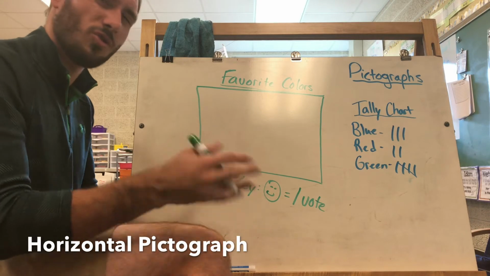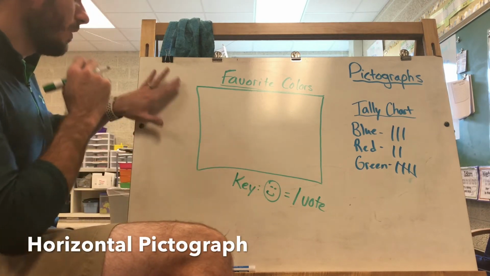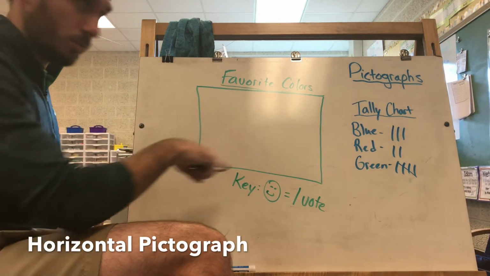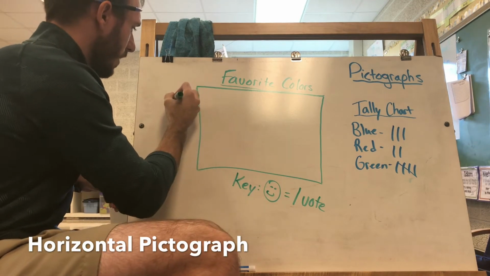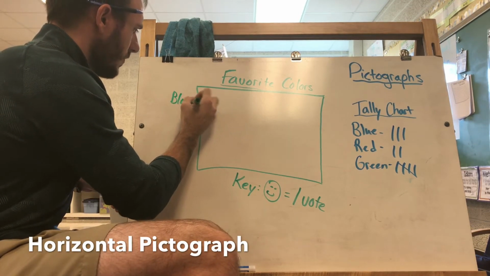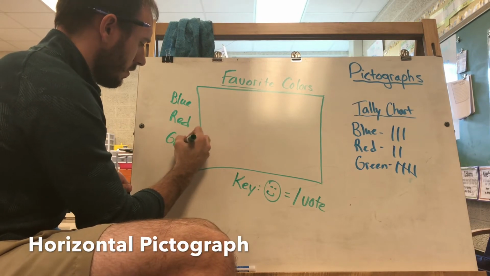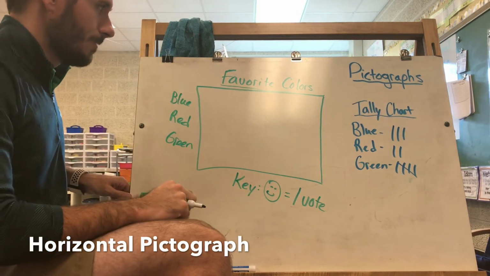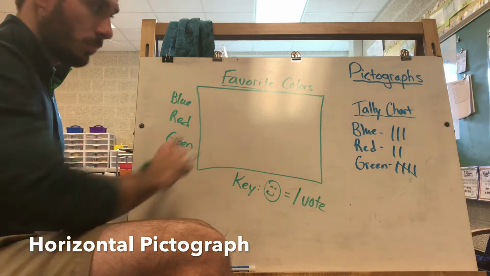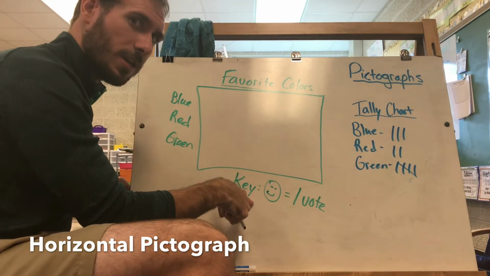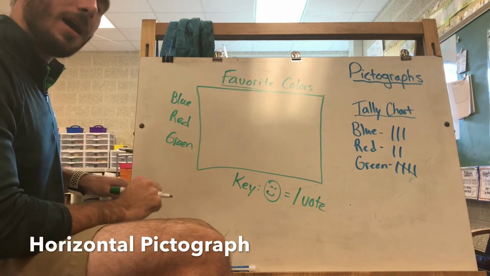Same information, just two different ways to read it, okay? So on this side, I'm going to go ahead and write what I have here. I'm going to write my blue, I'm going to write my red, and I'm going to write my green. Okay. So, got my title, got my space here, got my key, and have my choices here.